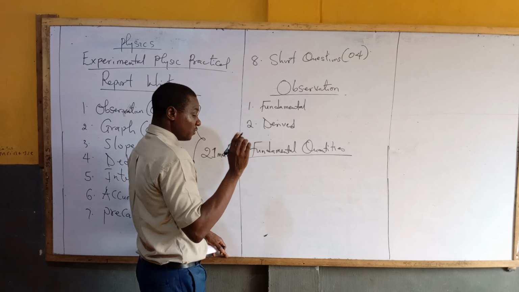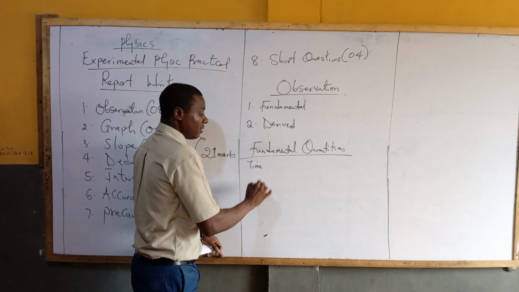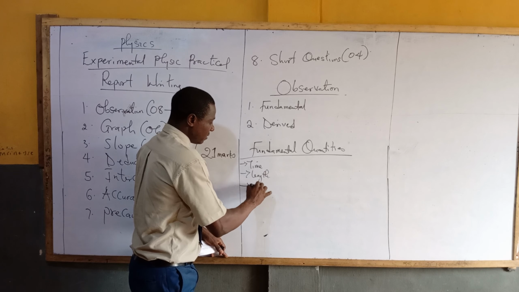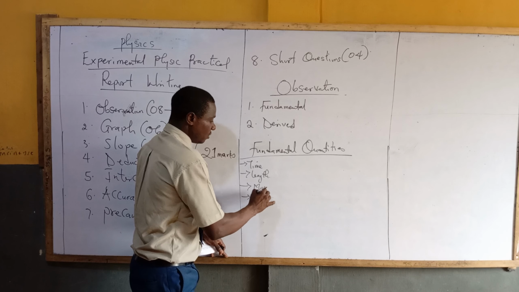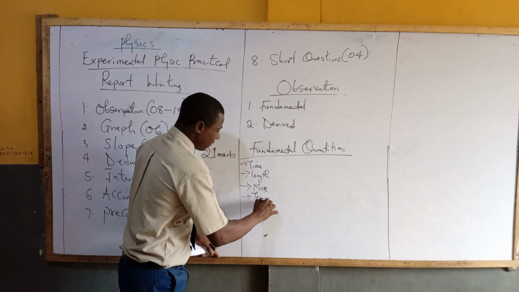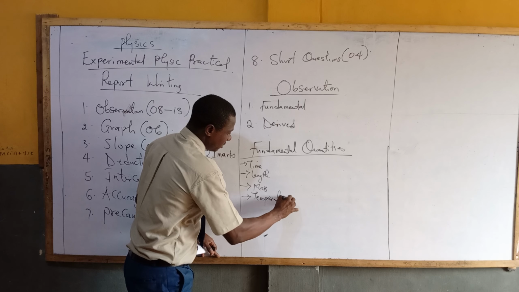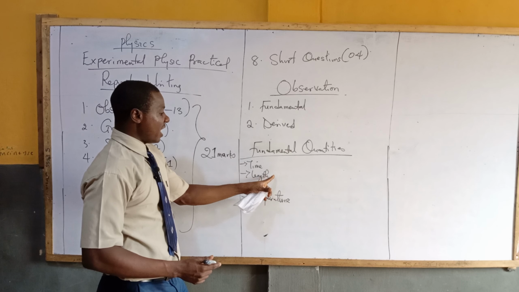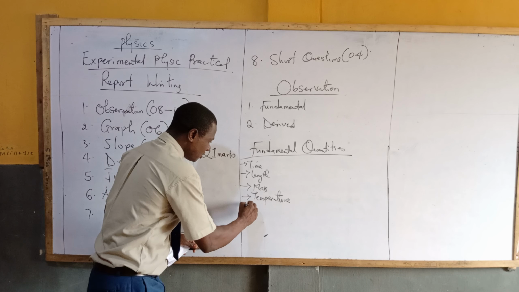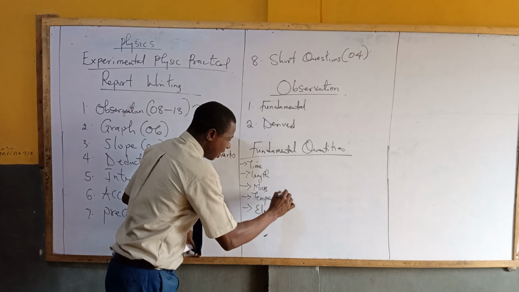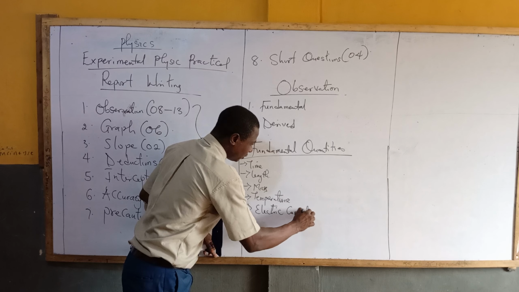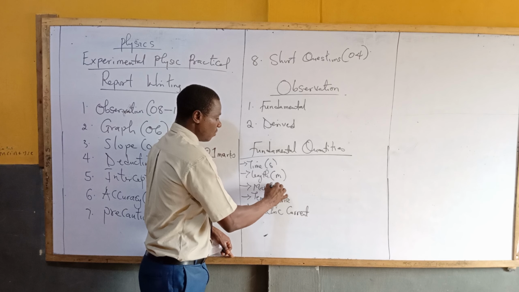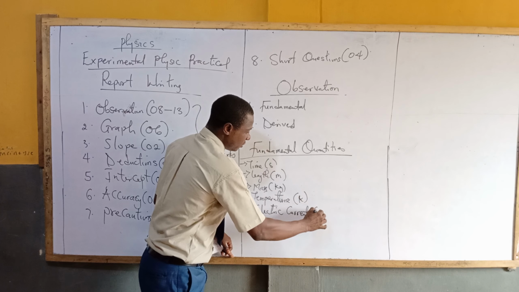Some of your fundamental quantities, if you did your physics very well, they will talk about your time. They will also talk about your length, your mass, and your temperature, and so on and so forth. Electric current is also part of some of the things that are considered fundamental observations when you measure them in physics. Remember that the unit for this one is seconds, while the unit for this one is meter, this one is kilogram, this one is Kelvin, and this one is ampere.